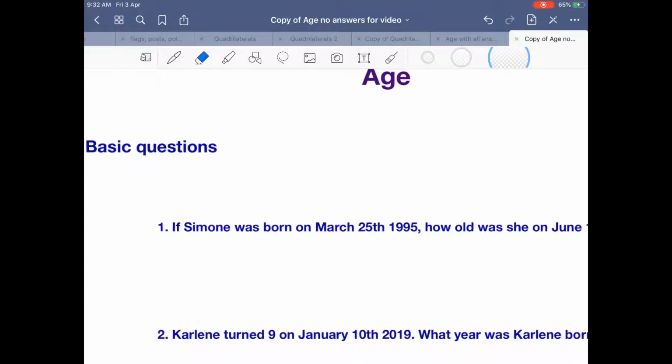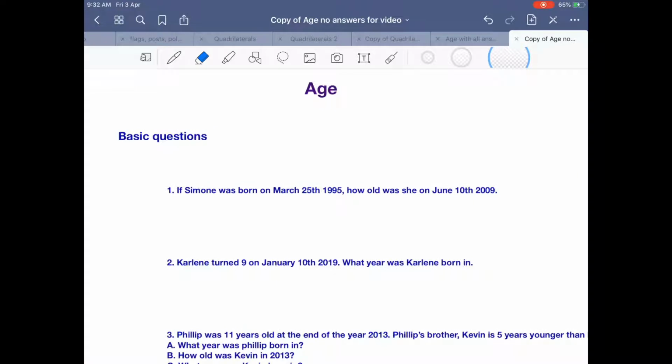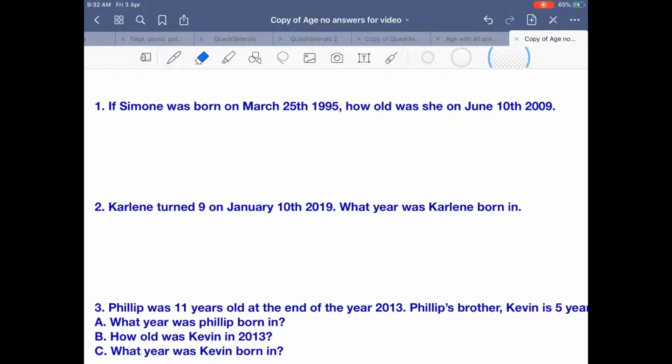Age. We will begin with some basic questions and then we will move on to some more advanced ones. Remember, you can attempt any or all of the questions before I give the solution.